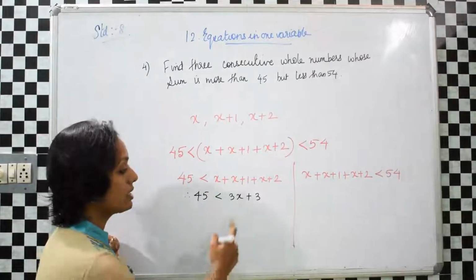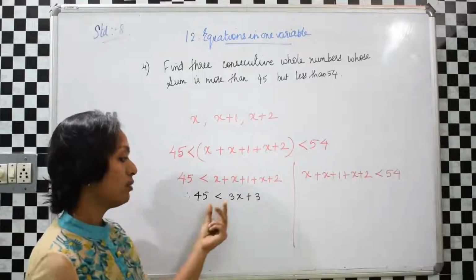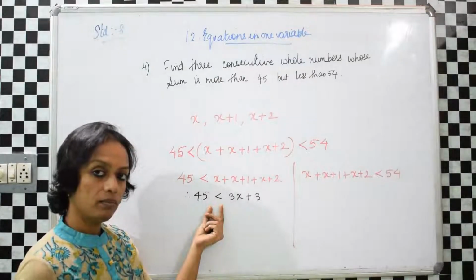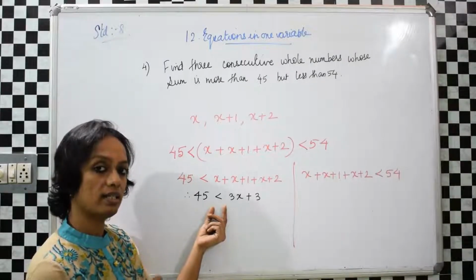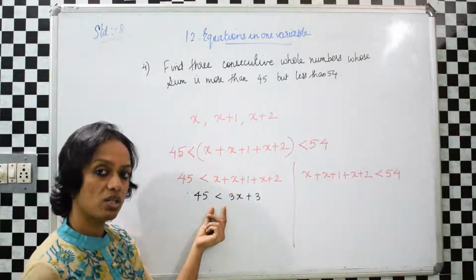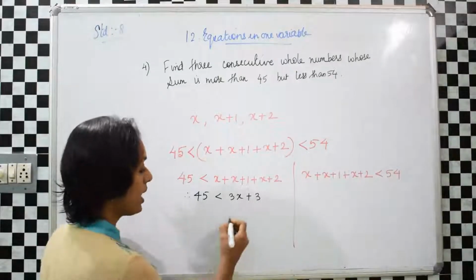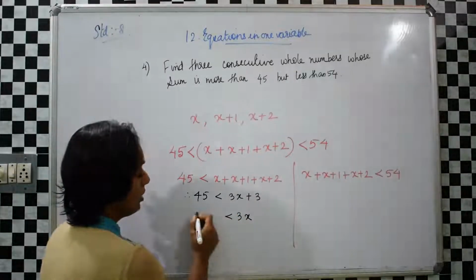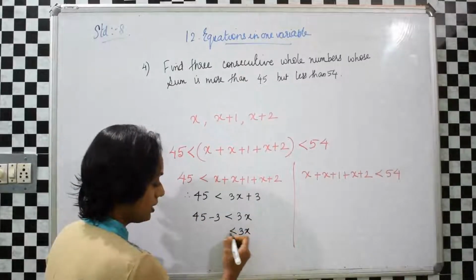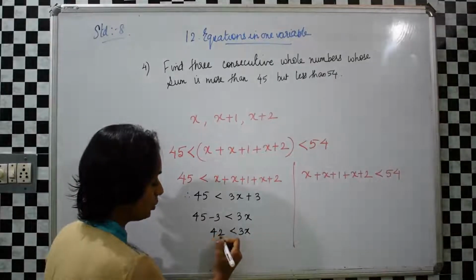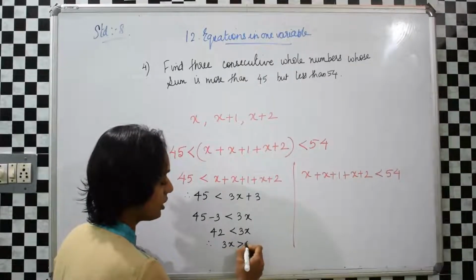Now what I am going to do is, I am going to take this 3 to the other side. So it will become minus 3. Like if you had an equal to sign here, you would have done the same thing. When any number or any expression crosses the equal to sign, its sign will change. The same is applicable for the less than and greater than sign also. So I will have this 3x here, 45, and this 3 will become minus 3. So 3x, 45 minus 3, 42. I'll just interchange this for our convenience. So 3x is greater than 42.